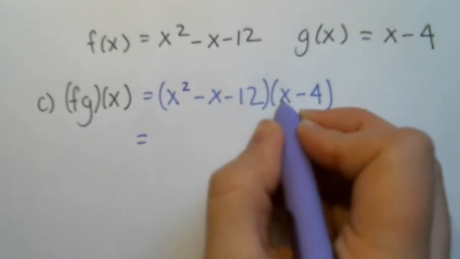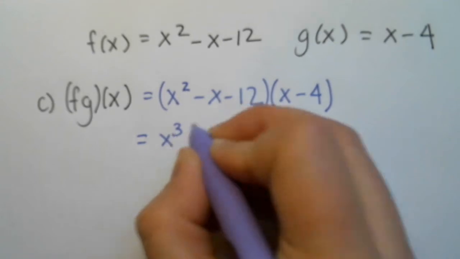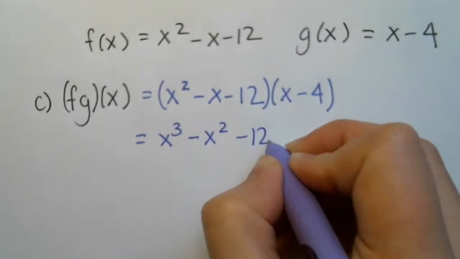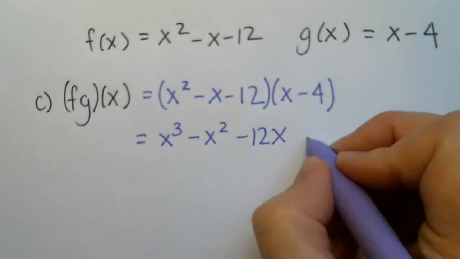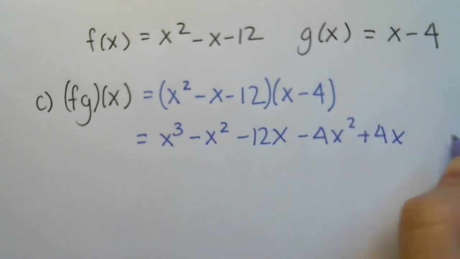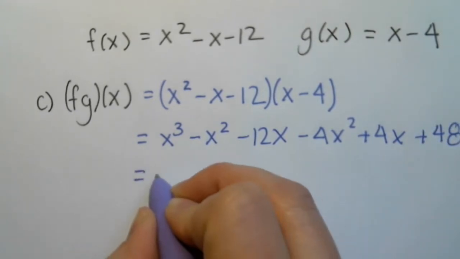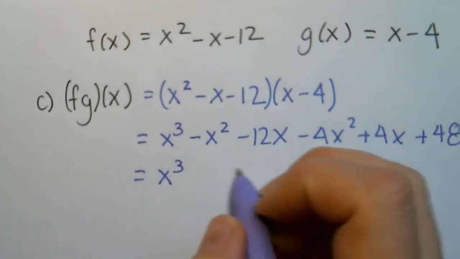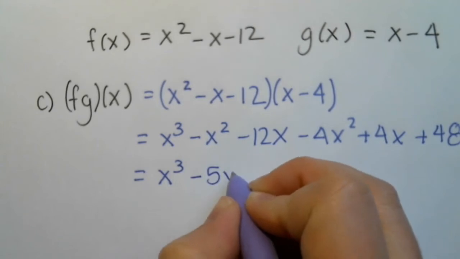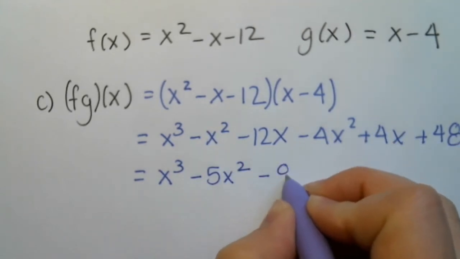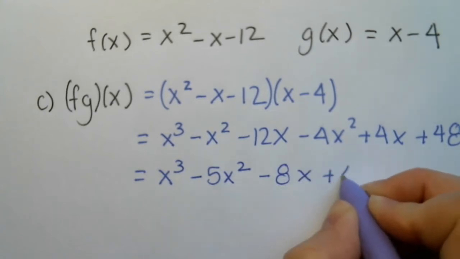So we'll have x times x squared is x cubed, minus x times x is minus x squared, minus 12x. Okay, then minus 4x squared plus 4x plus 48. Okay, and we'll go ahead and combine our like terms. So we have negative x squared minus 4x squared, which is minus 5x squared. Negative 12x plus 4x is negative 8x plus 48.